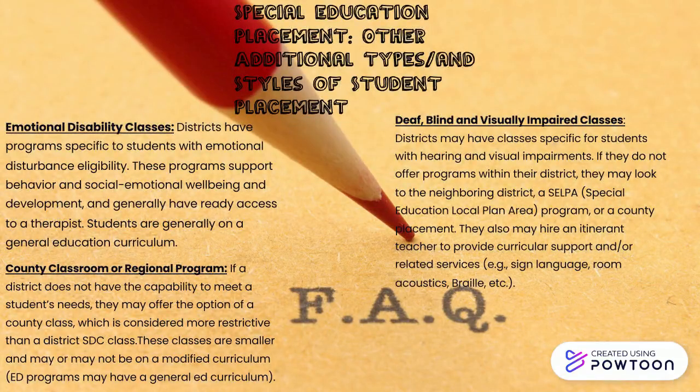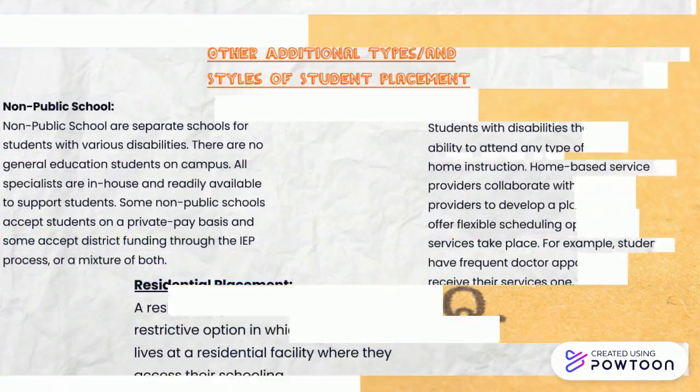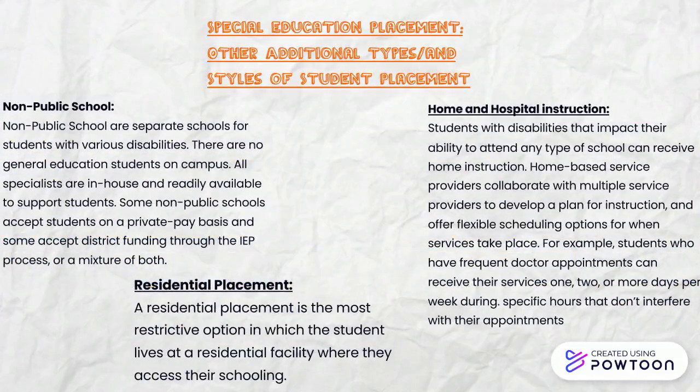There are also these styles as well: emotional disability classes, county classroom or regional programs, and deaf, blind, and visually impaired classes. And the last of the programs are non-public school, residential placement, and home and hospital instruction.